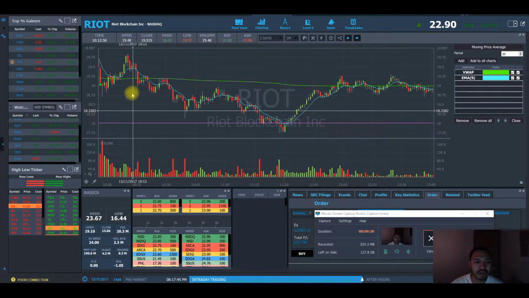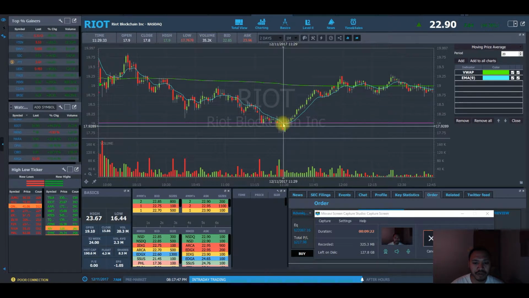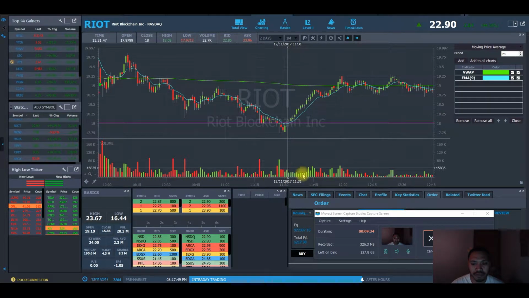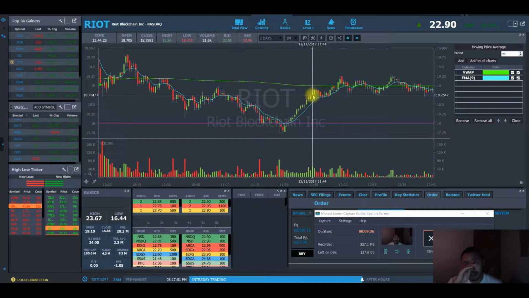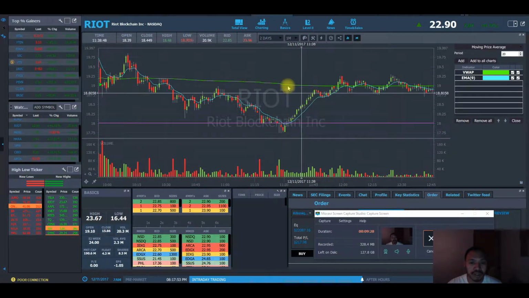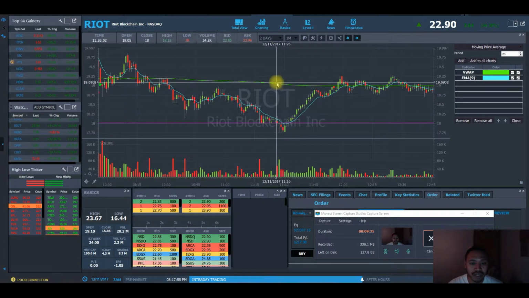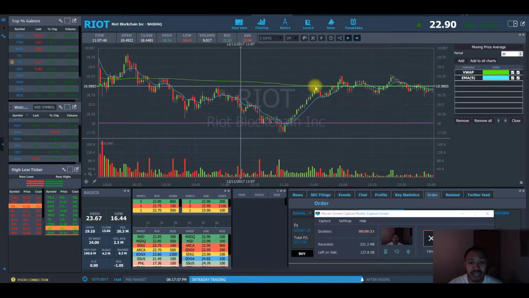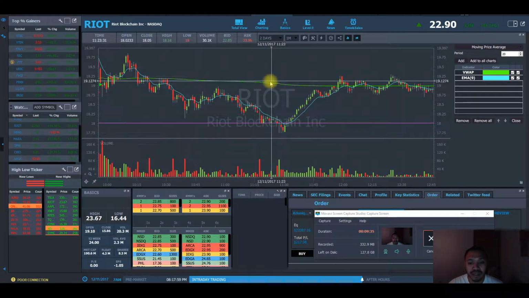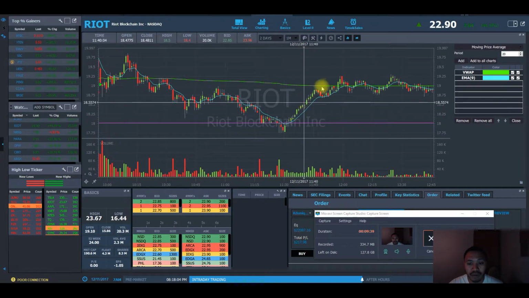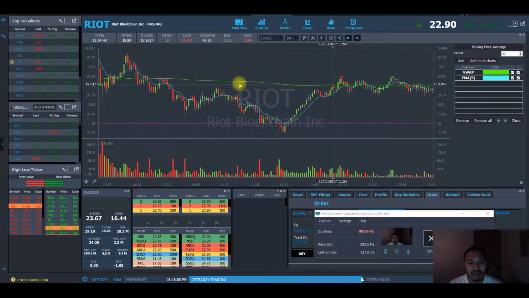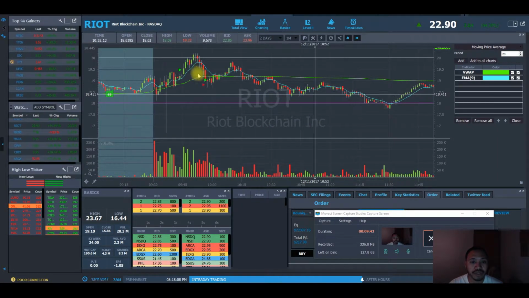I'm a dip buyer, so this would be a perfect buy for me. Look at the volume coming in. I would love to buy this stock to the upside, even though it's underwater because the VWAP's here. So the average price trading for this day, today, December 11th, is here, and I'm below water, right? I'm underwater here. But I would trade this on the dip.